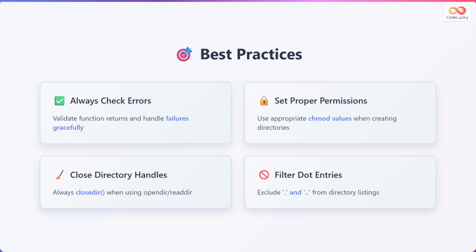Let's summarize some best practices for working with directories in PHP. Always check for errors by validating function returns and handle failures gracefully. Set proper permissions using appropriate chmod values when creating directories. Always close directory handles using the closedir function when you're done with opendir and readdir. Finally, always filter out the '.' and '..' entries from directory listings to avoid unexpected behavior.